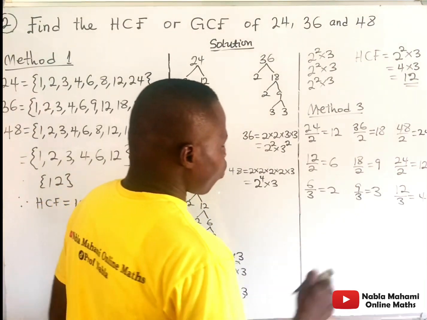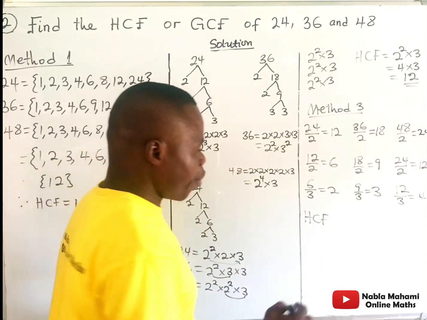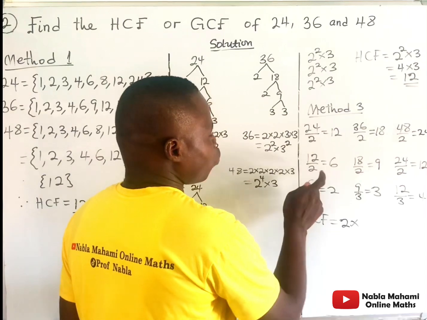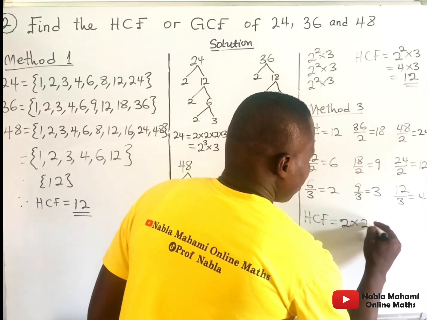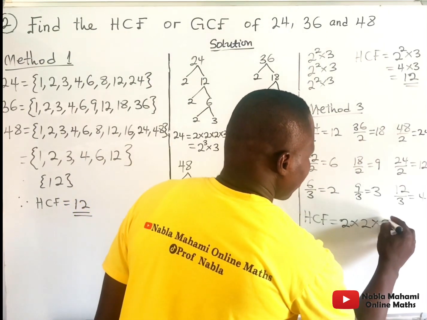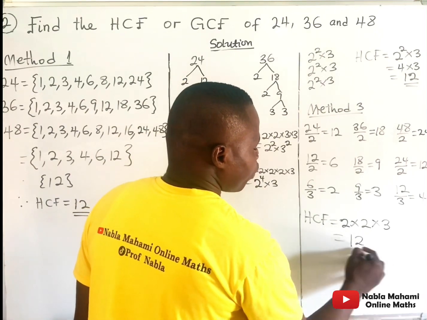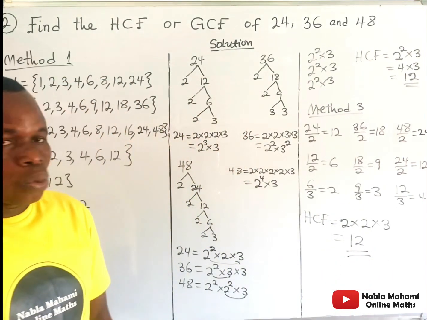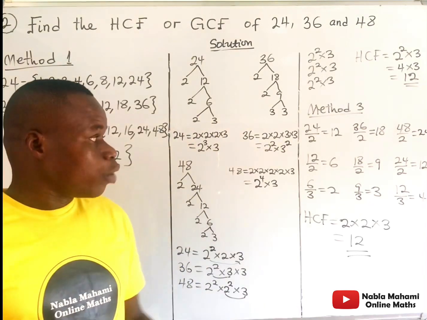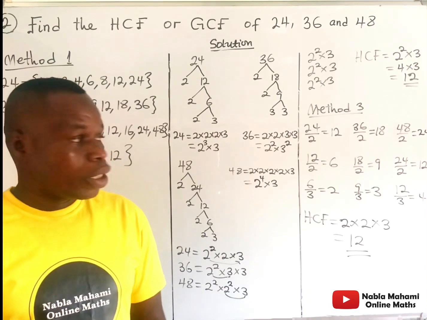And to now get my highest common factor, I will pick the number that I used for the first division and write it down. And that number is 2, times the number that I used for the second division, which is also 2, times the number that I used for the last division, that is the third division, and that one is 3. And you can see that 2 times 2 is 4, times 3, which is 12. So this is how we use method 3. All of these methods are used to find the highest common factor of numbers. So you can use them and choose the one that you can use without any difficulty.